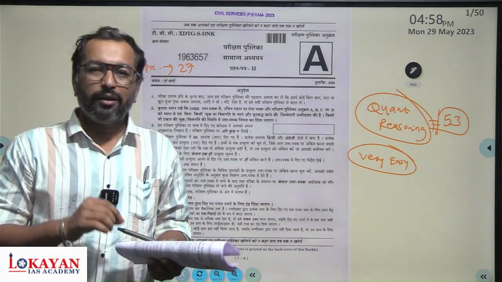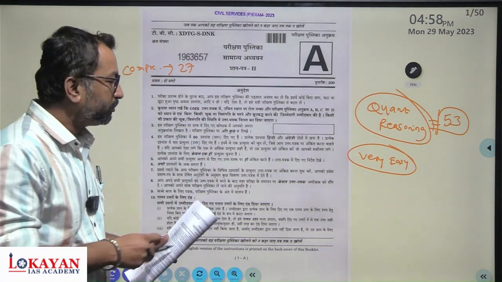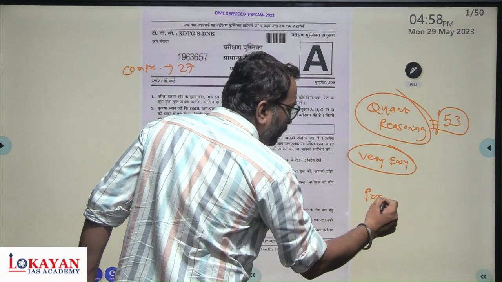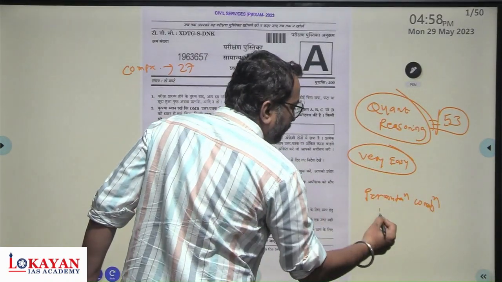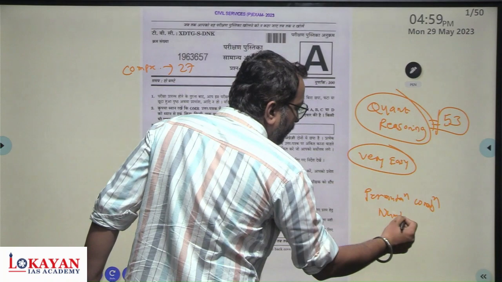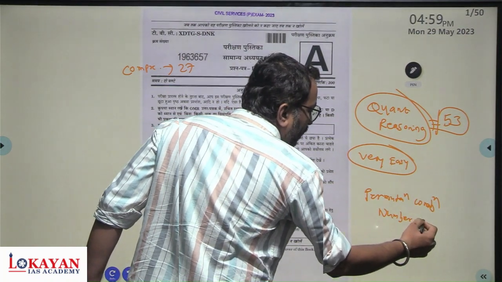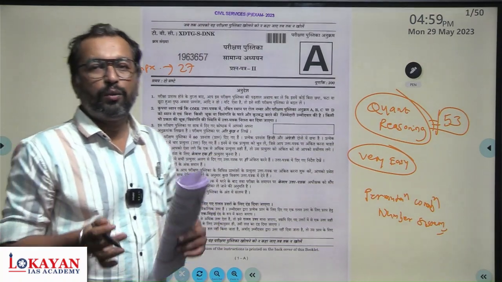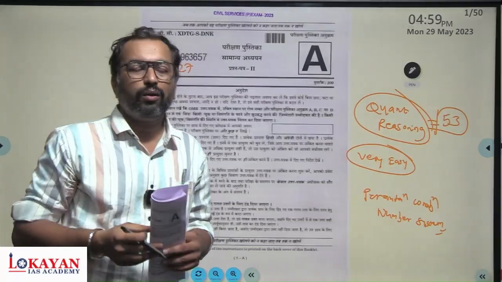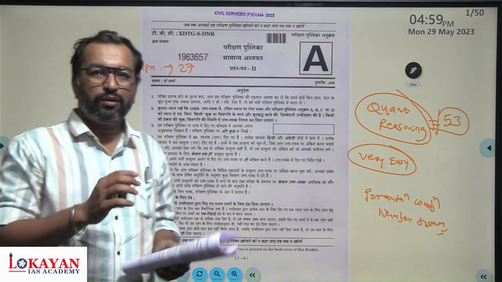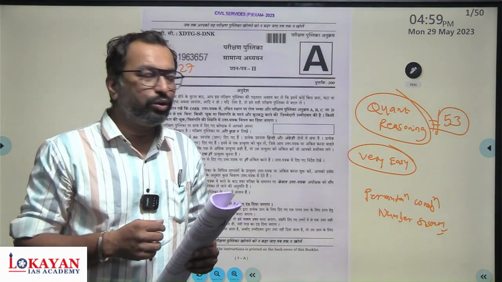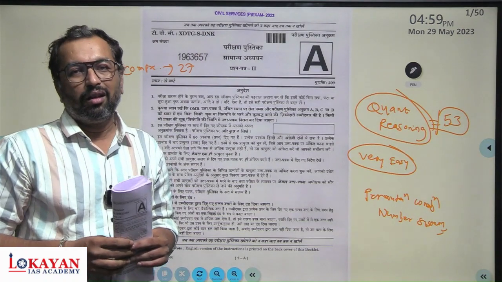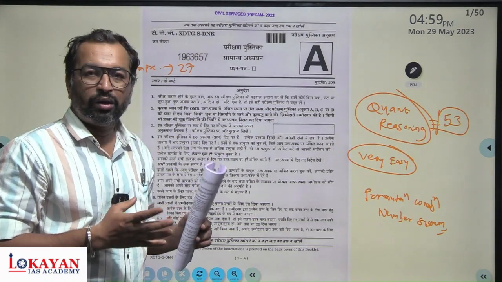But the emphasis was on a few chapters like permutation combination or number system. Number system is a favorite chapter of UPSC. And questions were not directly asked. There were twists in every question. We will come to know what twists were there and how to tackle those questions. So without further introduction, let's move forward and go through the questions.